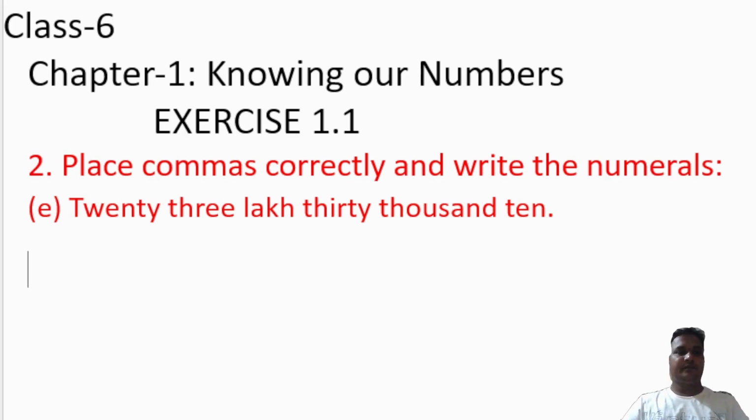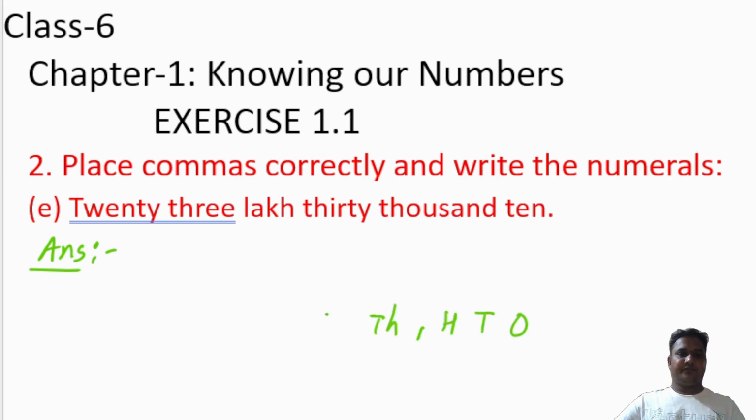So next question, E. It is also based on the Indian system. So you'll understand how to write numerals: 23,30,010. Firstly, we'll write the Indian place value chart. Ones, tens, hundreds, comma, thousand, 10,000, comma, lakh, 10 lakh, comma, crore, 10 crore.